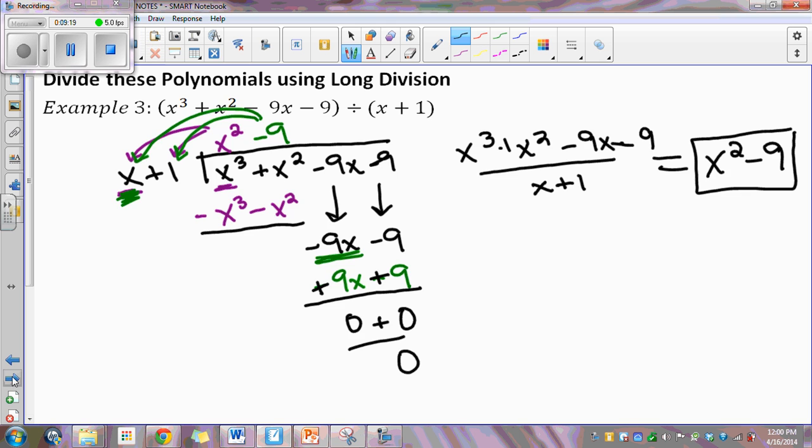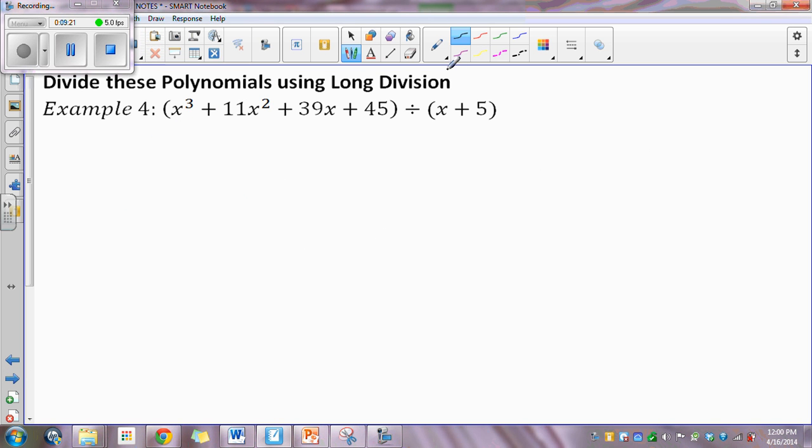Okay, let's do one more example, example number 4. This one, if you feel like you're getting the hang of this, I want you to try it on your own first. So figure out how to set it up, and look at those first terms, and set up your long division. Get as far as you can on your own, but I'm going to work the example right now. So pause it if you want, or just keep on watching and copying.